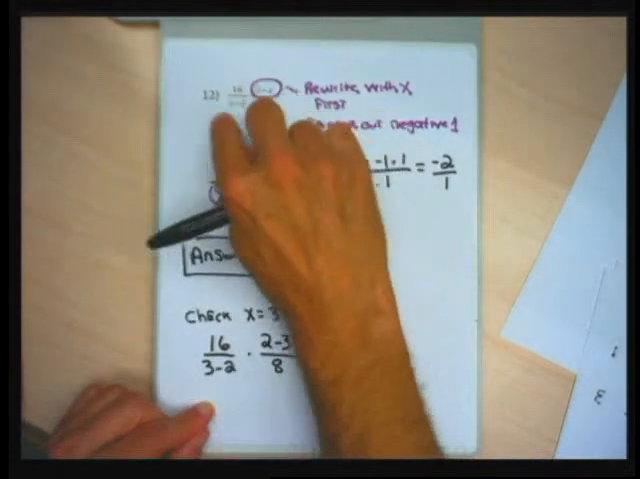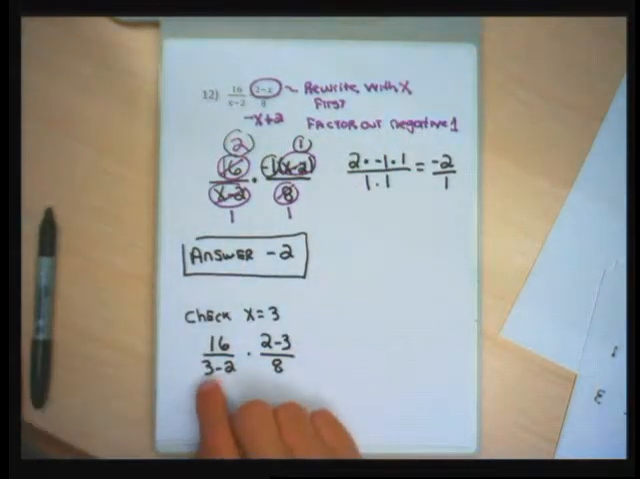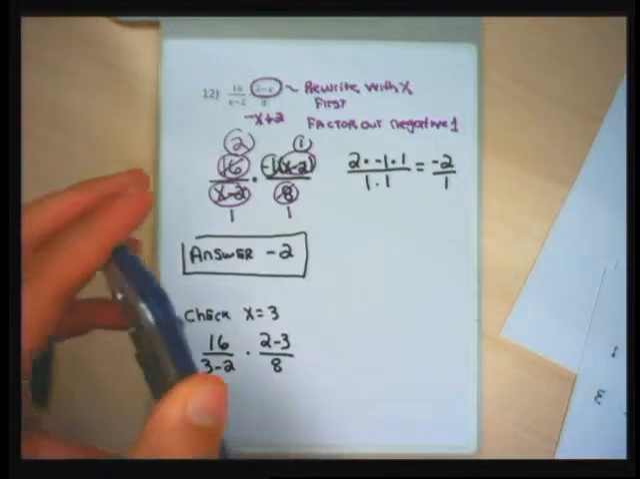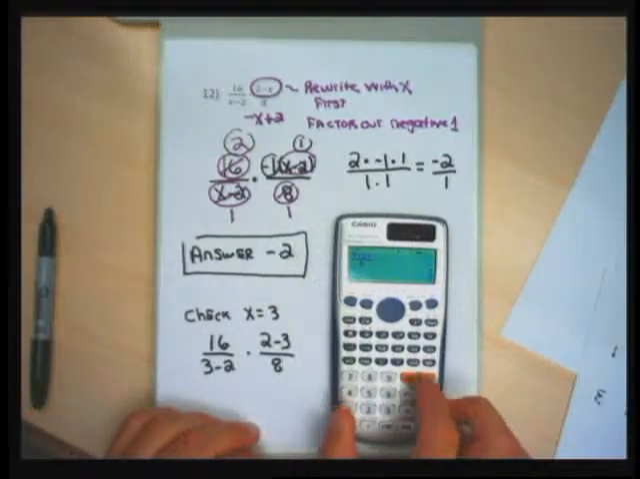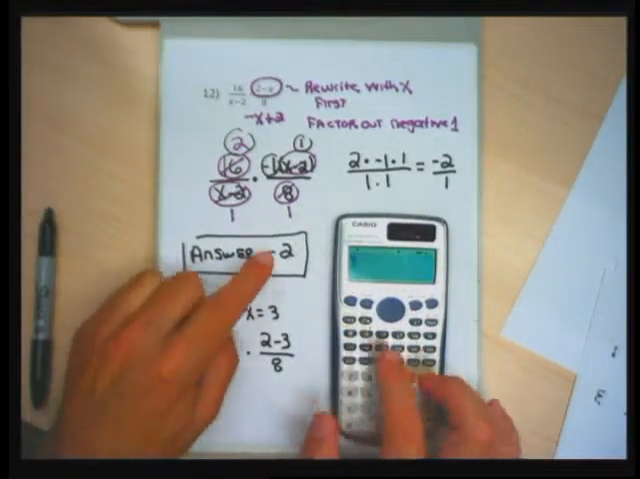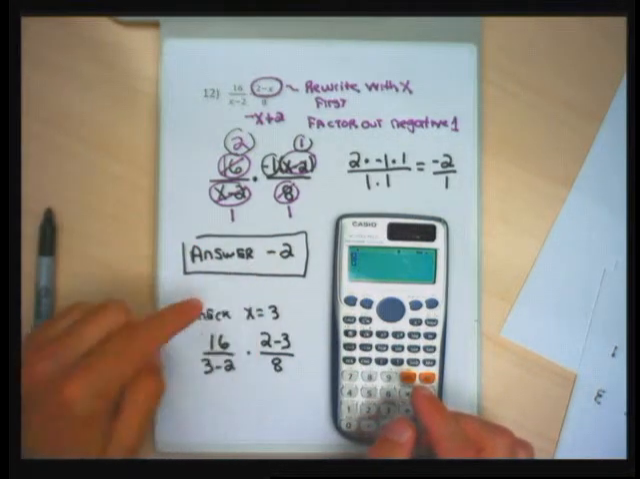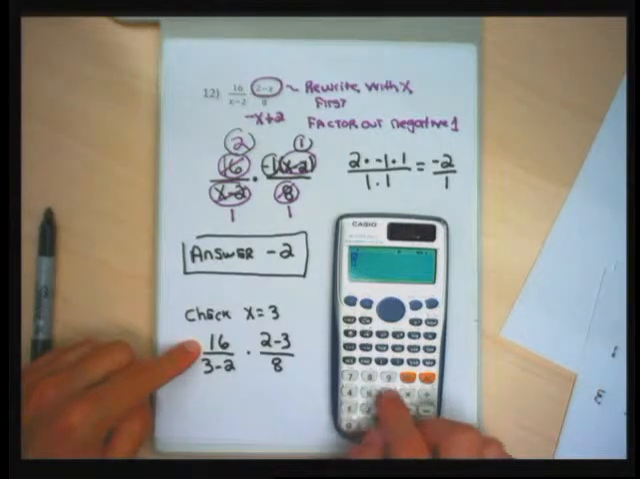So I took these x's and I plugged in 3. If I plugged in 2, I would have got 16 over 0, which is undefined, and that's not going to help me do my checking. So I'm going to do this. Because my answer doesn't have an x in it, there's no number I can plug into my answer, which means this better come out to be negative 2.